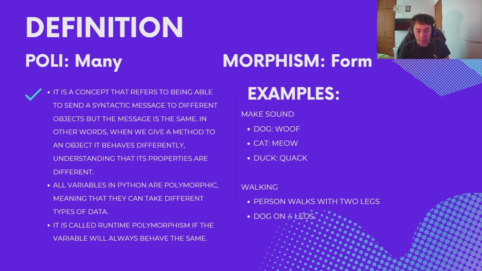All variables in Python are polymorphic, meaning that they can take different types of data. It is called runtime polymorphism if the variable will always behave the same. Example: make sound, the dog woofs, the cat meows, and the duck quacks. Walking: a person walks with two legs and the dog on four legs.